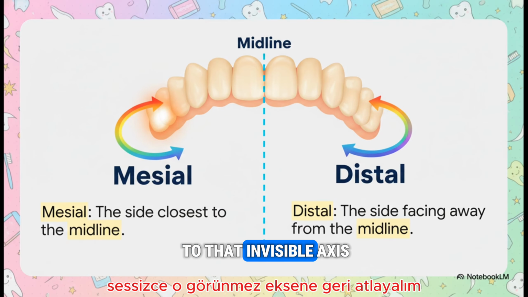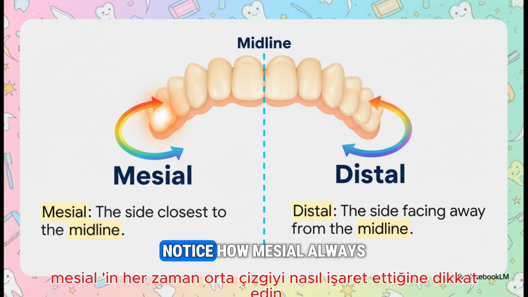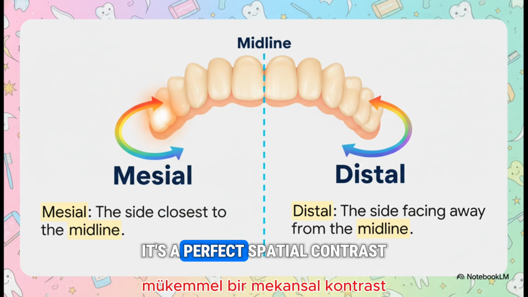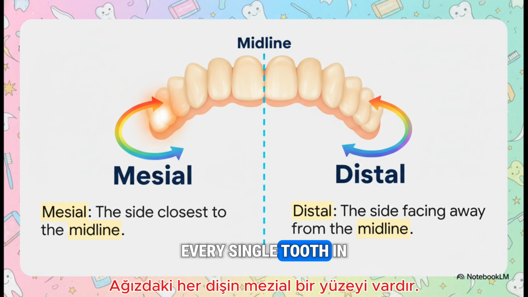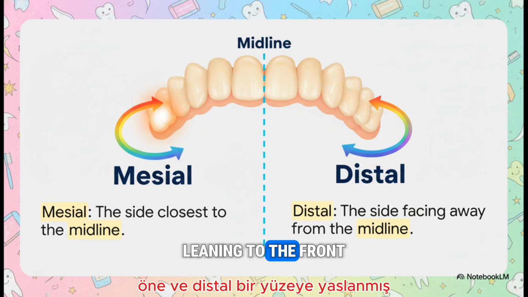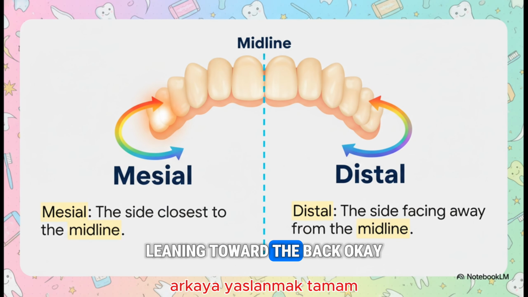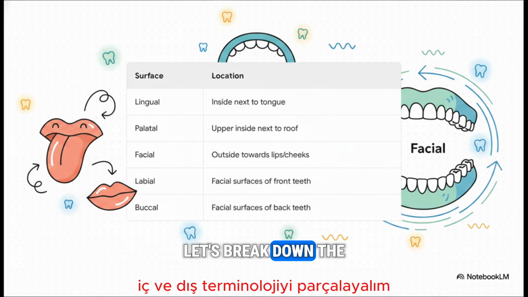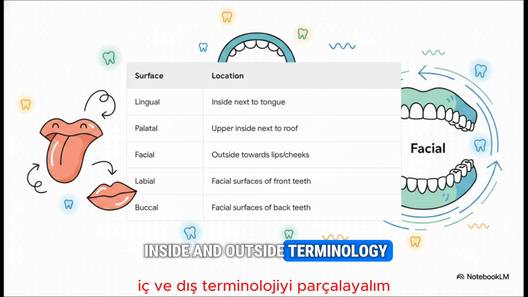Let's jump back to that invisible axis we talked about earlier. Notice how mesial always points toward the midline, while distal points away. It's a perfect spatial contrast. Every single tooth in the mouth has a mesial surface leaning to the front and a distal surface leaning toward the back.